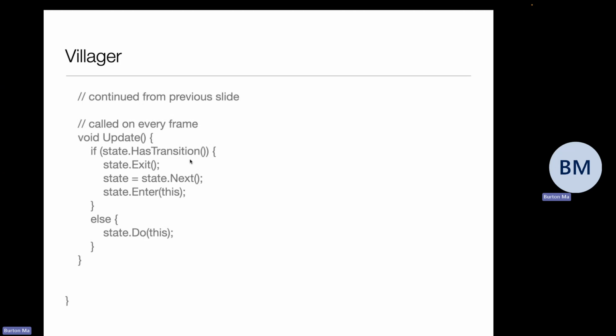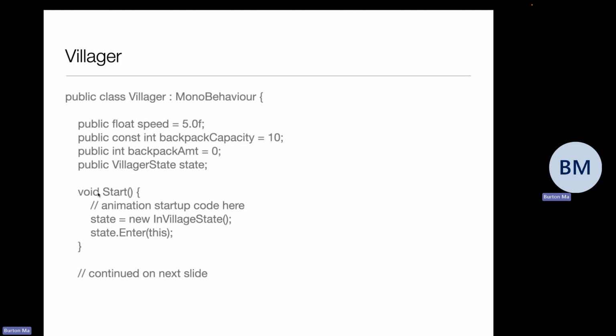Now, if we don't have a transition, then whatever state the object is in, we want the villager to be performing that action. And so the way you do that is you simply call the do method, passing in again the villager, so that the state has access to information that the villager has. And there's update. Of course, whatever other game-related stuff you need to process in update, you can also put in here. All right, any questions so far?